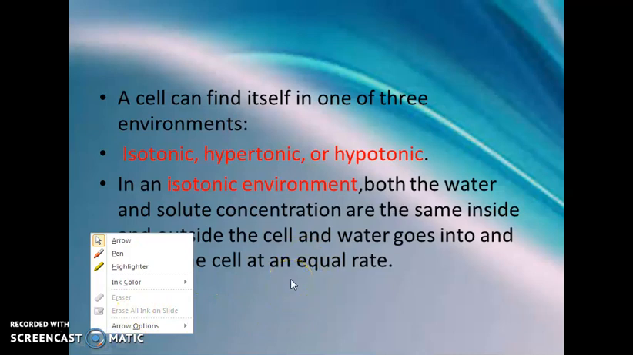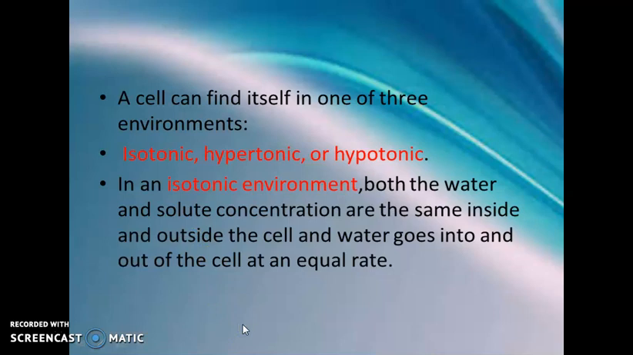Next, the cell can find itself in one of three environments. So what are the three types of environment in which a cell can be found? The isotonic environment, hypertonic environment, or hypotonic environment. We have discussed these points with spheroplasts and protoplasts, what happens when the cell is placed in isotonic, hypertonic as well as hypotonic environments.